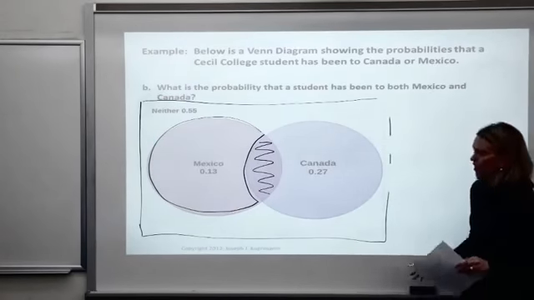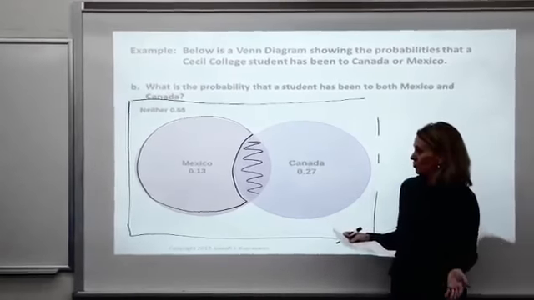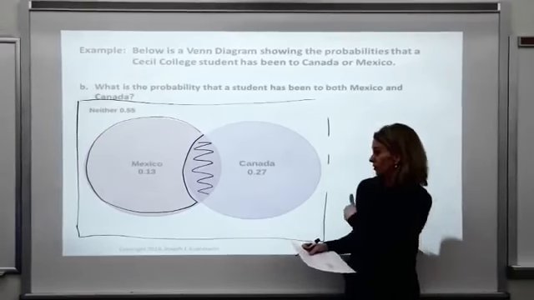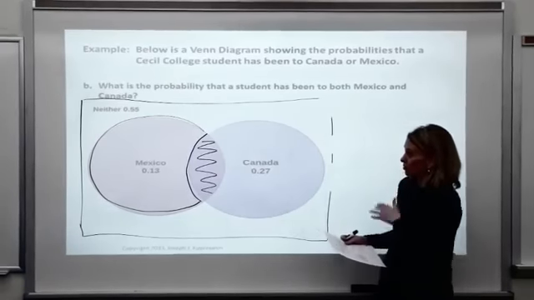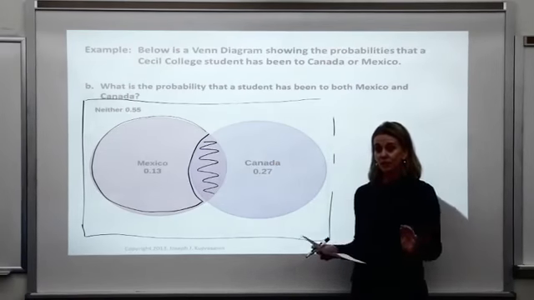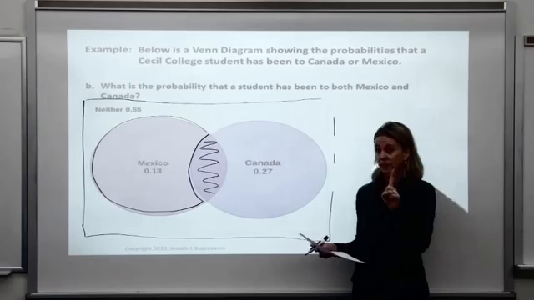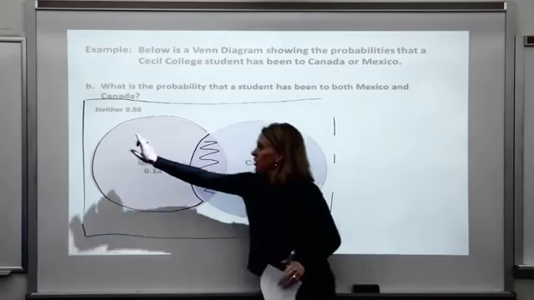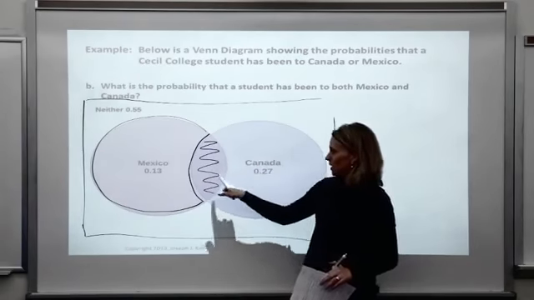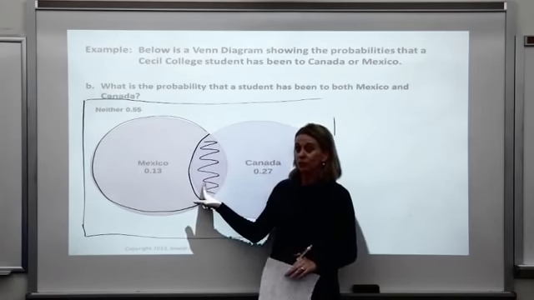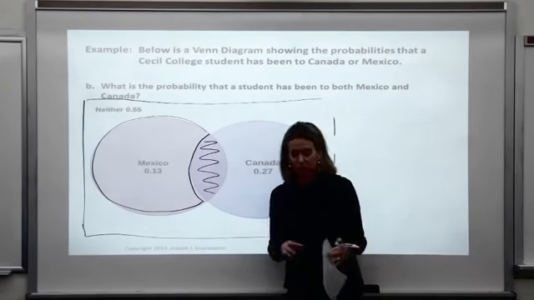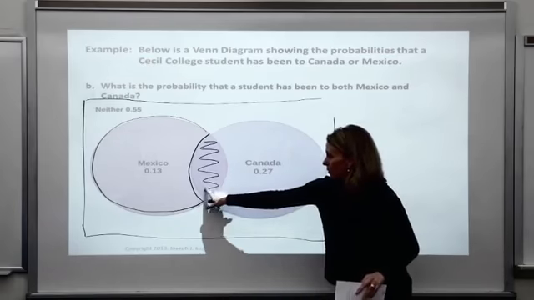All right, how can we figure that out? We're not going to use that addition rule for disjoint events. Our events are not disjoint, so we have to use one of the rules from the previous video. One of the rules from the previous video said that the probabilities of all the simple events better sum up to 1. And so the probability that you've been to neither country, the likelihood you've been to Mexico, the likelihood you've been to Canada, and the likelihood of a student having been to both countries, those 4 probabilities need to sum up to 1. So we can use that fact to figure out what this is.